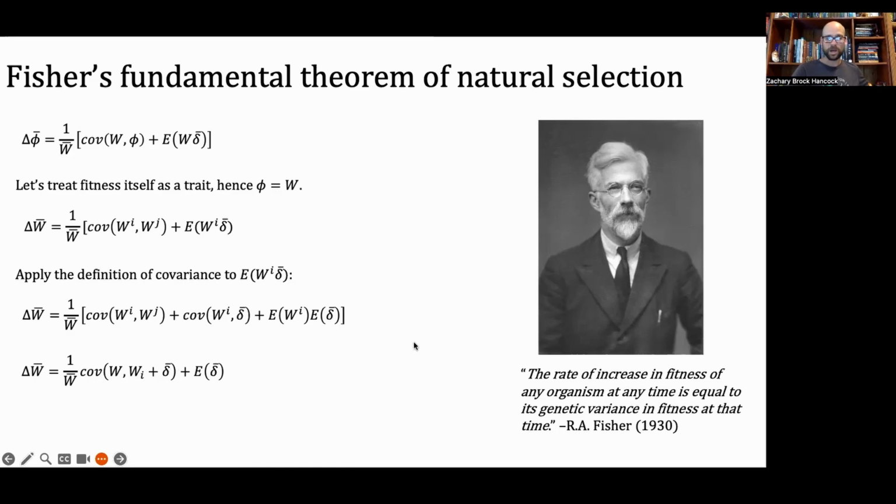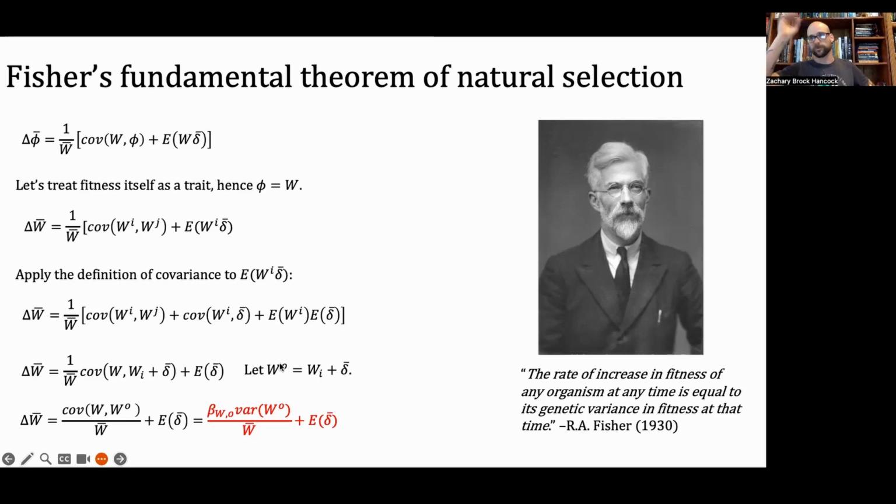And then all we need to do is let this second term here be described by W_O, where O is just for offspring. Let it be equal to W sub i plus some deviation. And that gives us this expression where we have the covariance in ancestor fitness and descendant fitness plus some deviation. Now, to make this a little bit clearer to Fisher's theorem, we can just replace this covariance with this sort of additive genetic variance term. So remember, this is again the beta regression coefficient multiplied by the variance in offspring fitness.